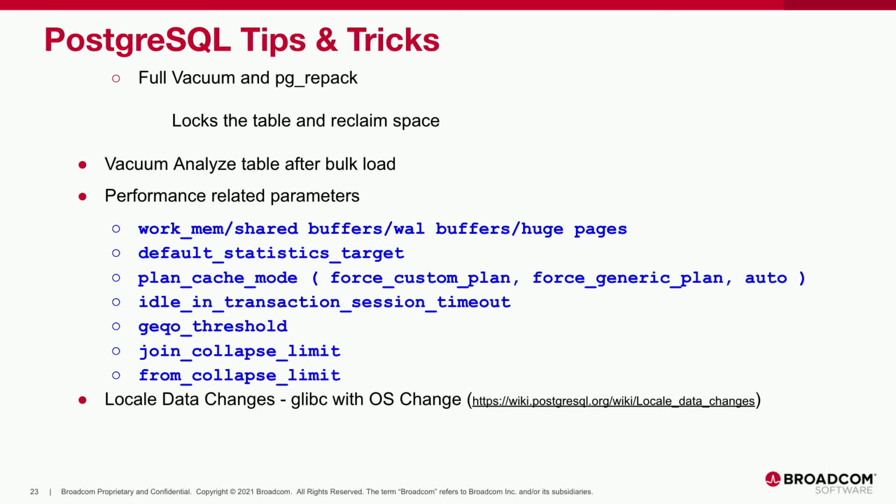So full vacuum, what it does: autovacuum doesn't reclaim the space, even though it's removing the dead tuples. It doesn't reclaim the space. Full vacuum does it, but on the other end, it locks the table. It's basically making a different copy of the same table and then cleans up the table. PG repack is similar to full vacuum, but concurrent, basically a concurrent full vacuum.